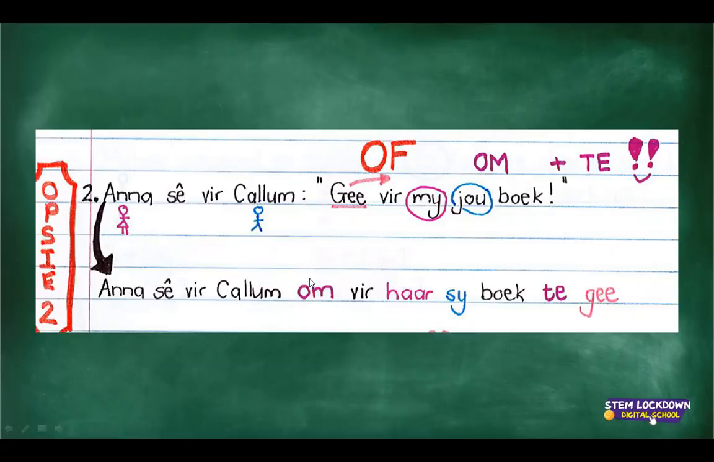Okay, so you might have been taught the way that I've shown you in option 1, or you might have been taught the way that I've shown you in option 2. Personally, if you get asked to write a sentence into the indirect speech and they haven't guided you how to do it, I will definitely go for option 2 because I remember my own. I change my pronoun, I move my verb to the end, but I just have to remember to put the te in front of verb 2. So, Anna says to Callum, om vir haar sy boek te gee.